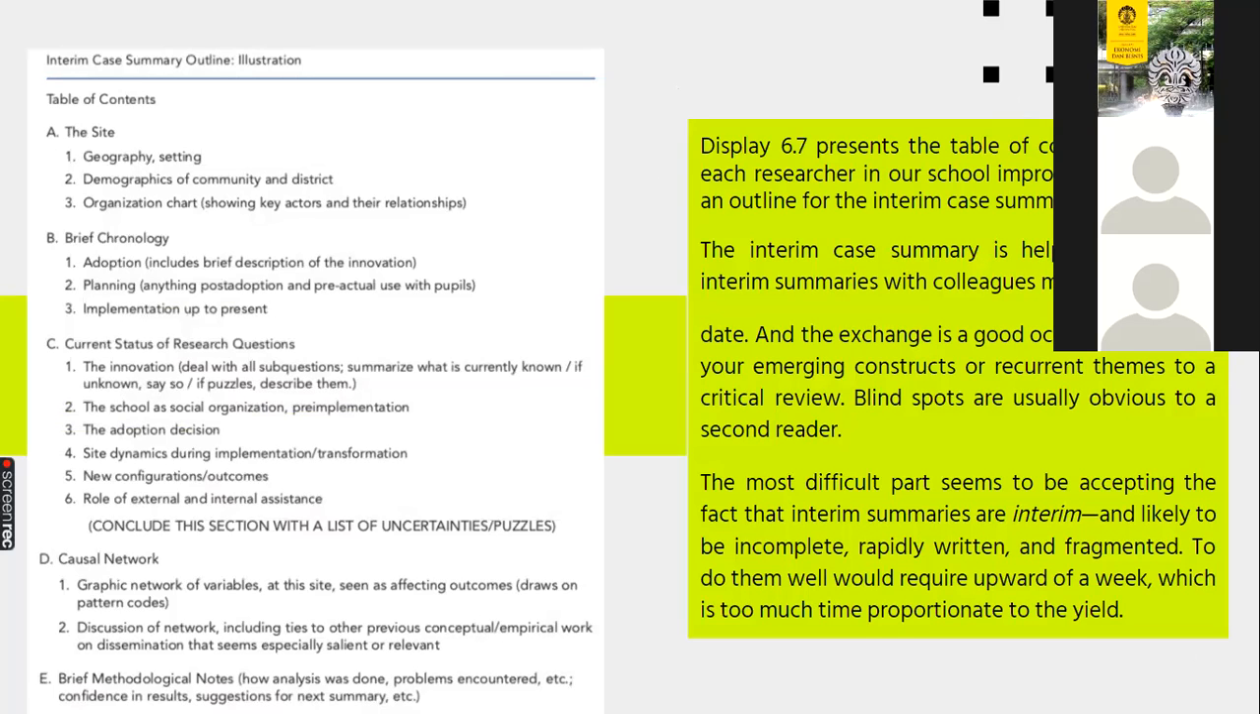So here is an example of interim case summary. It presents the table of contents given to each researcher in the school improvement study as an outline for the interim case summary. The interim case summary is helpful. Exchanging interim summaries with colleagues makes them up to date, and the exchange is a good occasion to subject your emerging constructs or recurrent themes to a critical review. The most difficult part seems to be accepting the fact that interim summaries are interim and likely to be incomplete, rapidly written, and fragmented. To do them well would require upward of a week, which is too much time proportionate to the yield. Next slide.